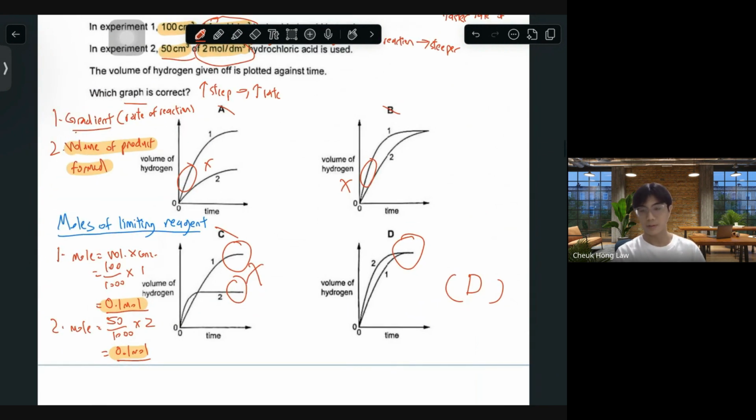Okay, so remember your exams like to test you on graphs also. For the graph, take note of two things. One is the gradient, which is the rate of reaction, and second is the volume of product formed, which can be found by finding the number of moles of your limiting reactant.